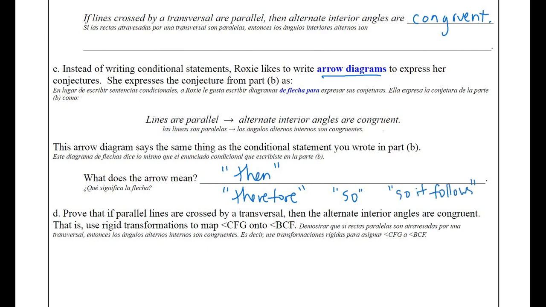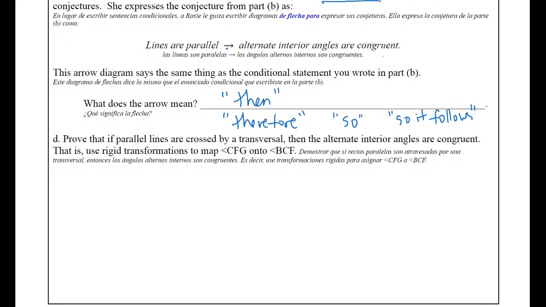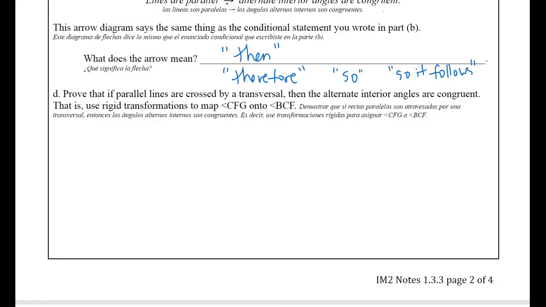Lines are parallel, then alternate interior angles are congruent. Lines are parallel, therefore alternate interior angles are congruent. Anything along those lines. Now we're going to prove that if parallel lines are crossed by a transversal, then alternate interior angles are congruent. Okay, I've drawn the diagram, and I'm going to use rigid transformations to map CFG onto BCF, which is the definition of congruence at its most basic form.